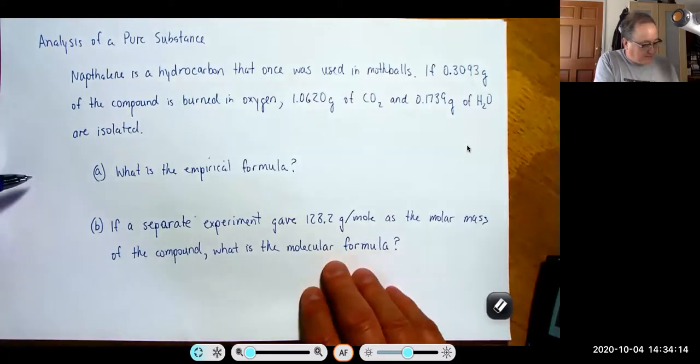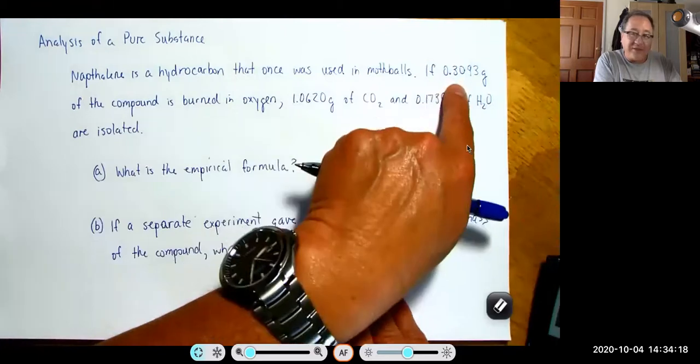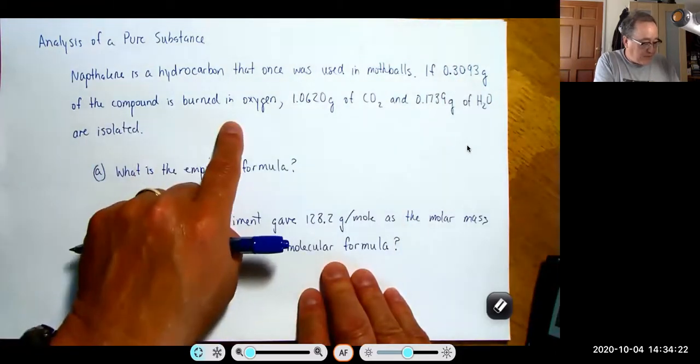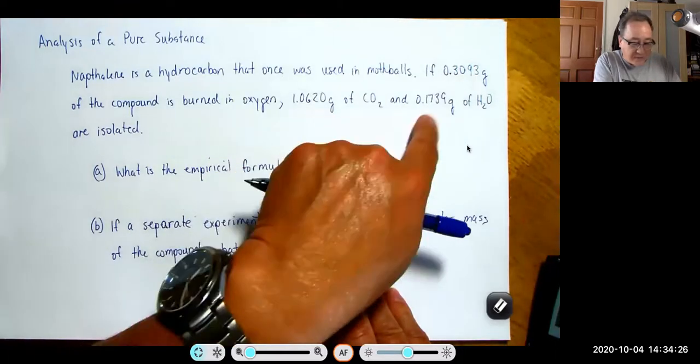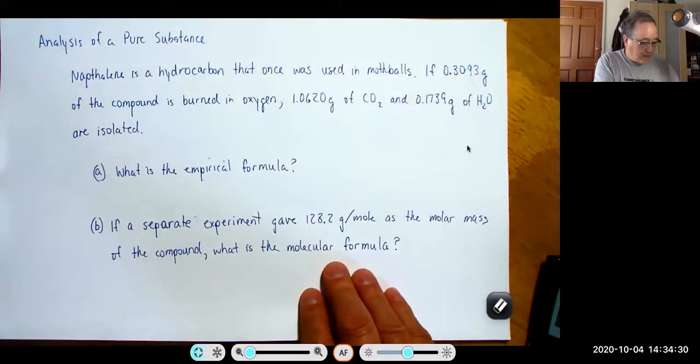So at any rate, a hydrocarbon used in mothballs, if 0.3093 grams of the compound is burned in oxygen, 1.062 grams of carbon dioxide and 0.1738 grams of H2O are isolated. What's the empirical formula and what is the molecular formula? Okay, so let's give this a try.